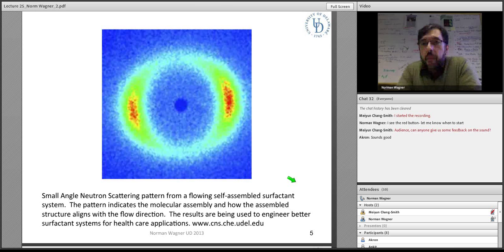This is the typical kind of information that you get in Rheo-SANS or flow SANS. This is a worm-like micelle, and we'll talk more about this particular pattern. You can imagine that this is very rich information, and the orientation of this pattern is related to the orientation of the molecular self-assembled structure under flow. It's this type of interesting pattern which gets us excited about doing Rheo-SANS as opposed to just equilibrium measurements.